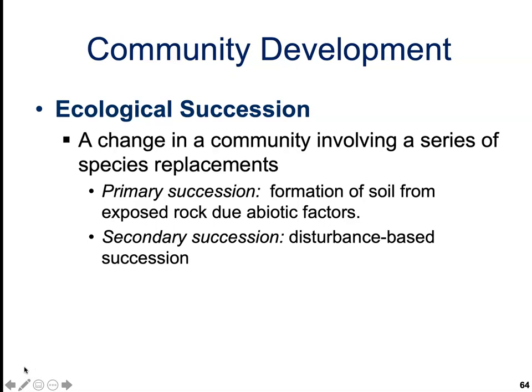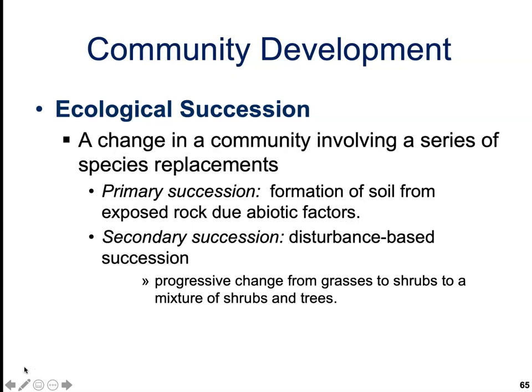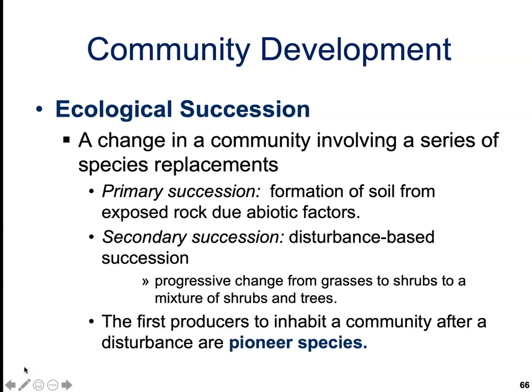The first producers to inhabit a community after a disturbance are called the pioneer species. These are the first species that begin the secondary succession. The area then progresses through a series of stages over time.